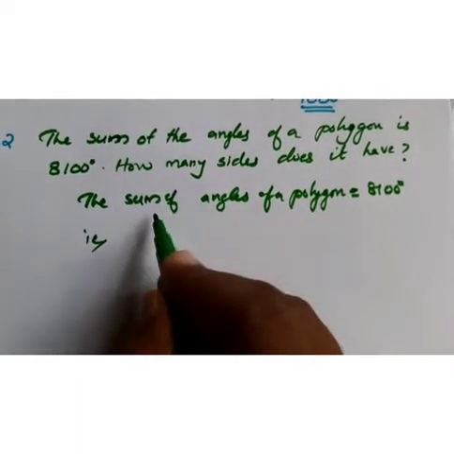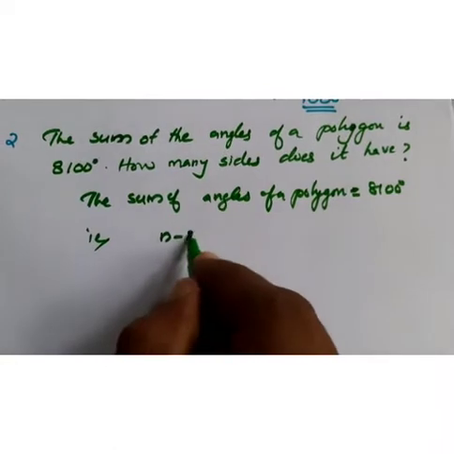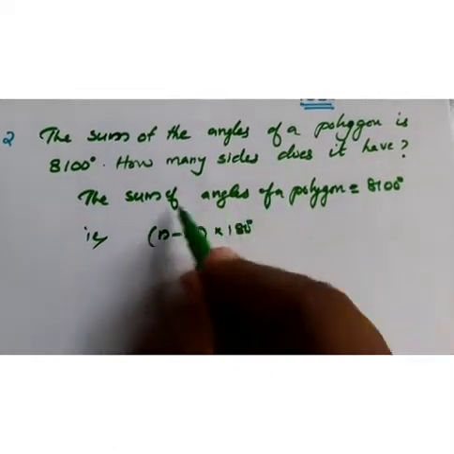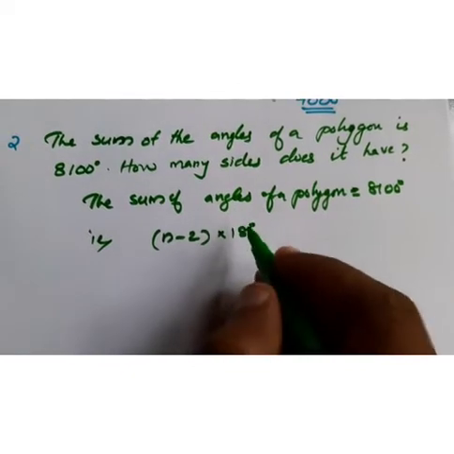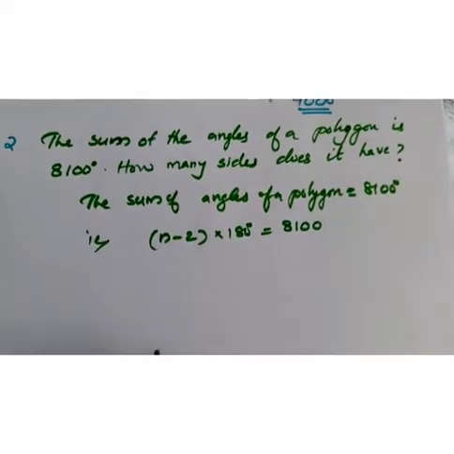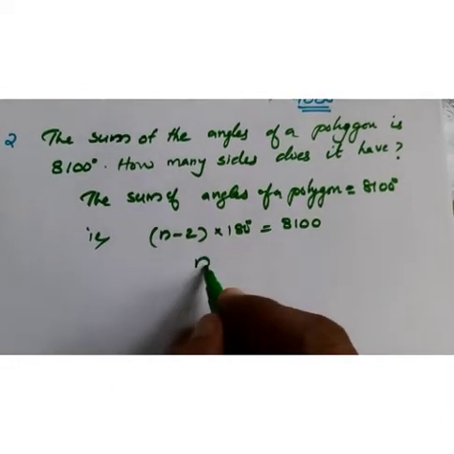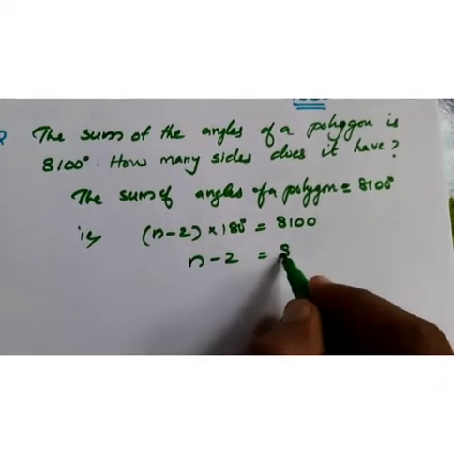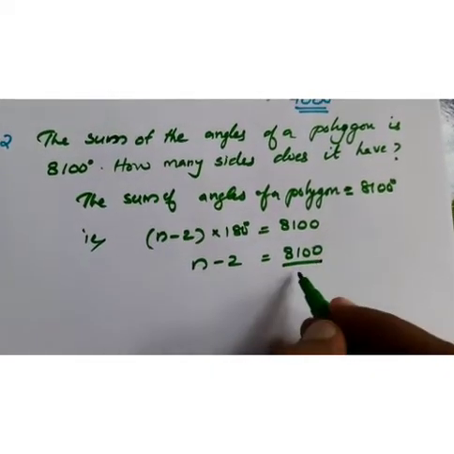And what is the equation of sum of angles? (n minus 2) into 180 degrees. That is the equation of sum of angles. And that value is given, 8100. And from this, n minus 2, how will you find n minus 2? 8100 divided by 180.